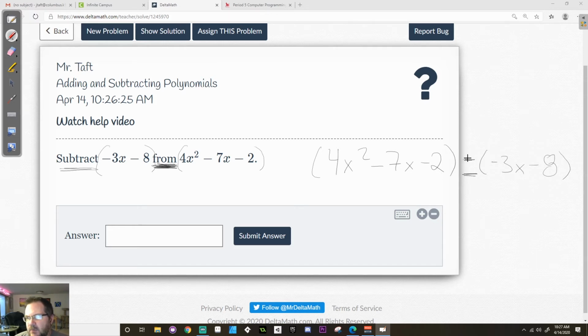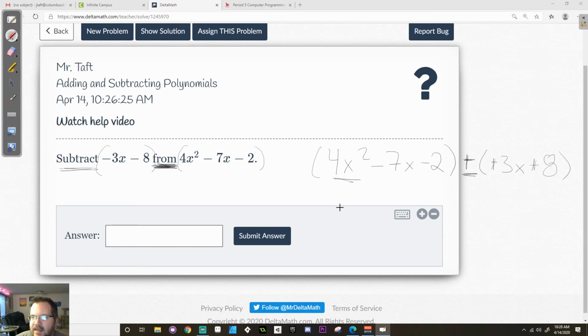And since it's a minus, that means you're going to need to change it to a plus, but then flip all of the signs inside the parentheses. To make this a plus, that means this is plus 3x and this is plus 8. Now I want to find my like terms.